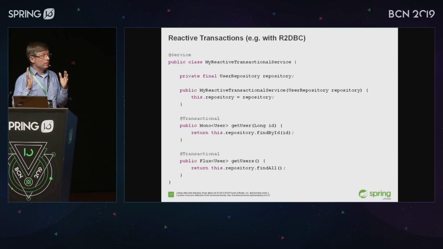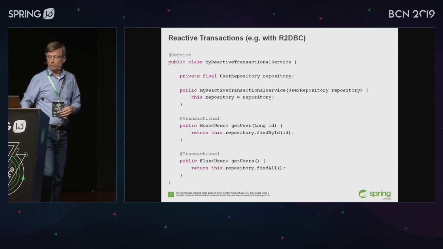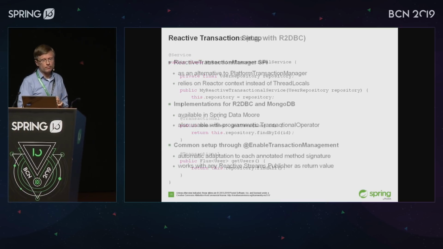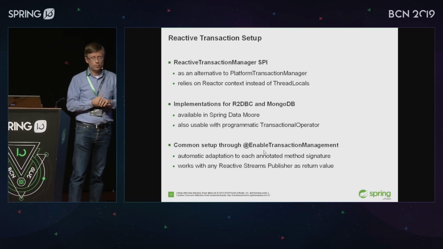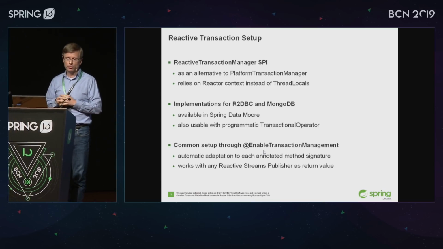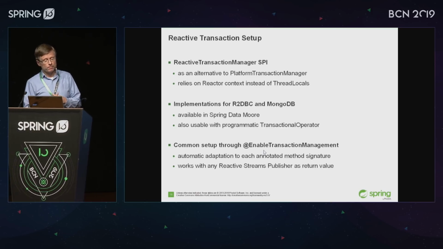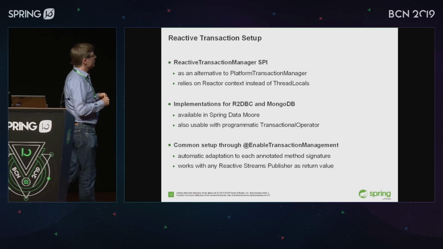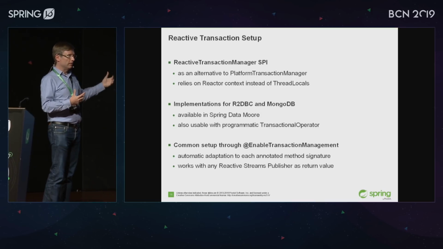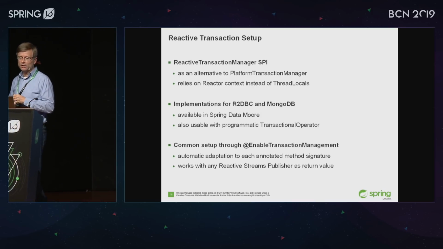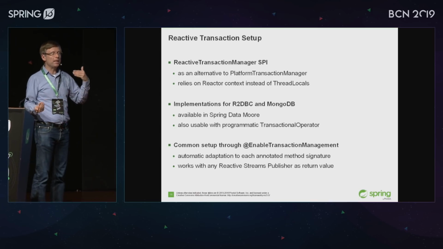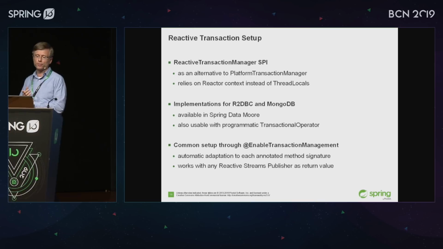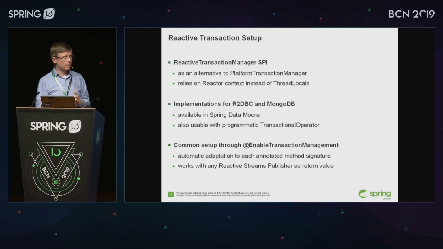This needs a particular SPI implementation, so there's a new SPI called Reactive Transaction Manager. This is an alternative to the good old platform transaction manager that Spring is traditionally using for thread-bound transactions. There are currently two implementations, for R2DBC, our reactive relational database connectivity project, and for MongoDB. Both of them live in Spring Data at the moment. This may be revisited at some point, but for the time being, both of those implementations live in Spring Data.